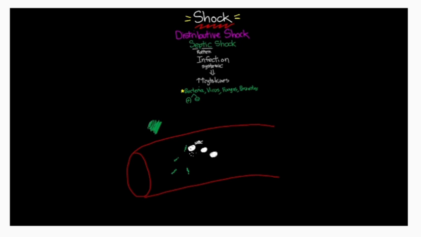And so what's going to happen is these white blood cells are going to release some pro-inflammatory mediators, as well as nitric oxide. And so now, as a result of these being released, the first thing that we're going to see is a dilation of these blood vessels.